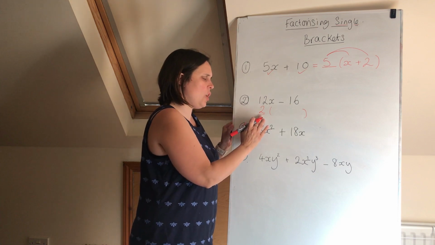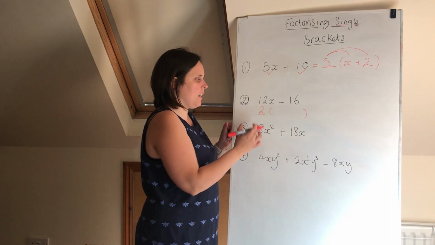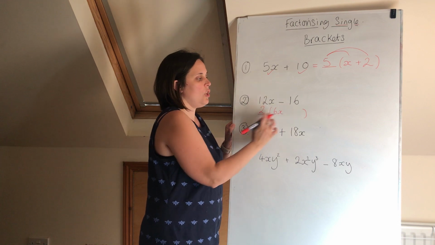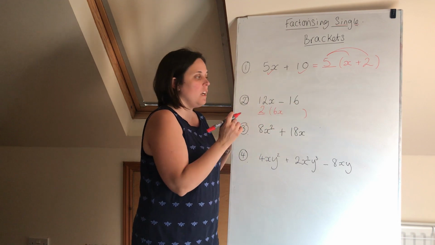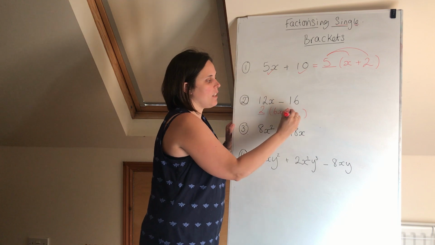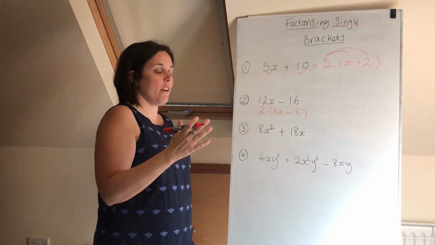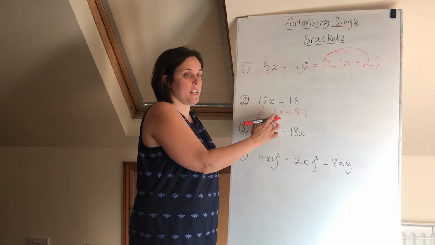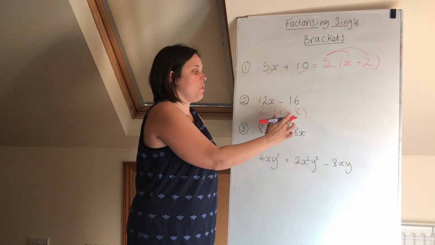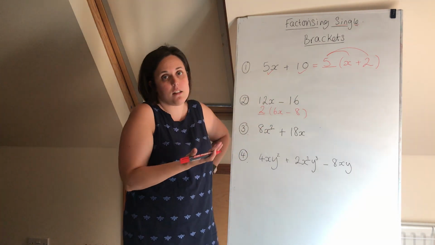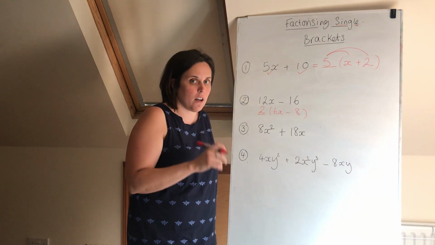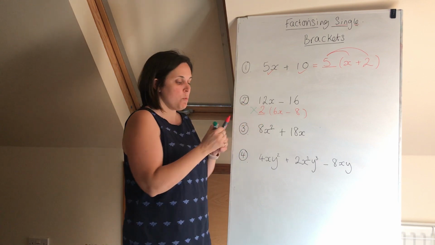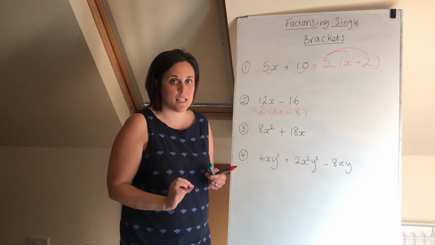So then I've got 2 times this bracket. 2 times what gives me 12x? Well, that's 6x. 2 times what gives me 16? And that's 8. I've got a negative there, so I must have a negative there, and therefore that's my answer. And you can check it. If you multiply that out, 2 times 6x gives you 12x. 2 times negative 8 gives you negative 16. So that is right. However, it is not the best answer because we are factorising completely.